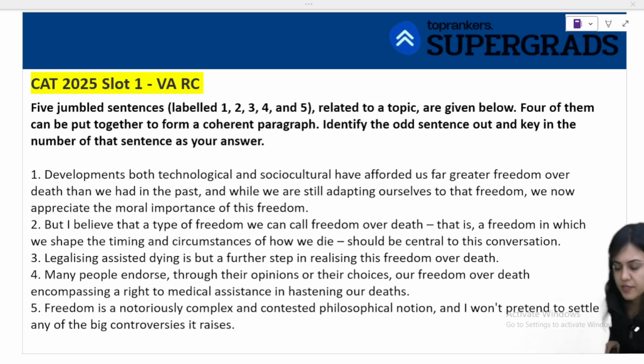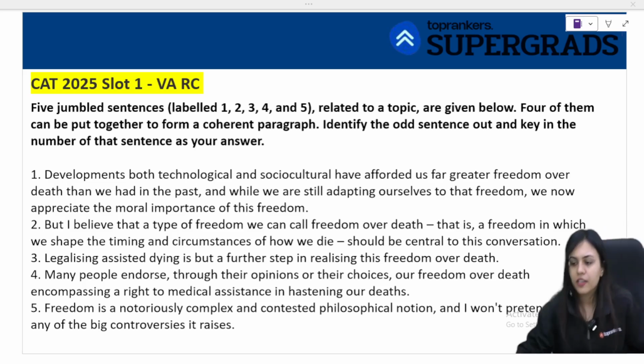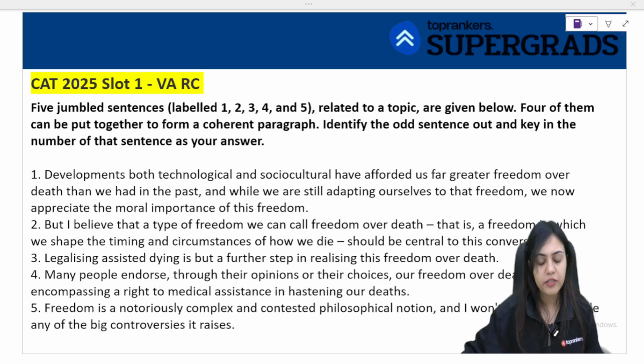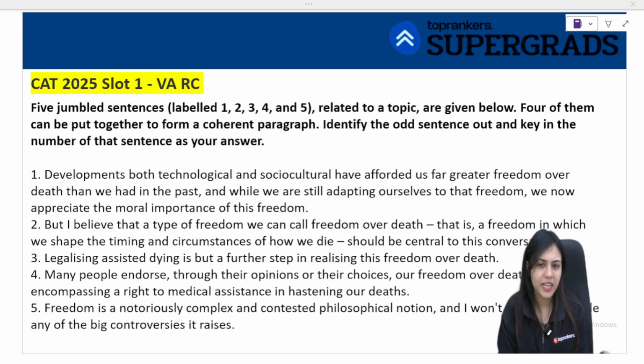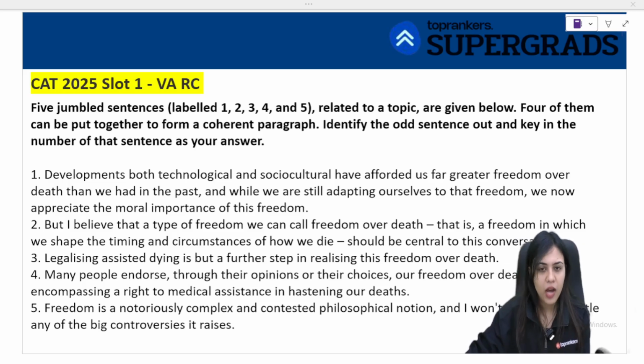All right, I guess we are ready to see the odd man out in this case, but first we'll try to understand what's going on in the passage, right? So here it is basically talking about how freedom is a complicated idea, right? But one specific type of freedom, that is freedom over death, basically choosing when and how we die, is very, very important. Over time, due to technology and social changes, we now have more control over death. And because of this, assisted dying is seen as a natural extension of that freedom. So that is what the passage is all about.